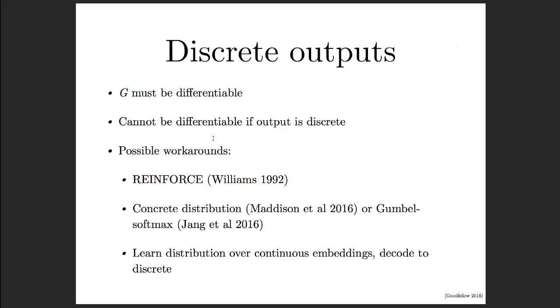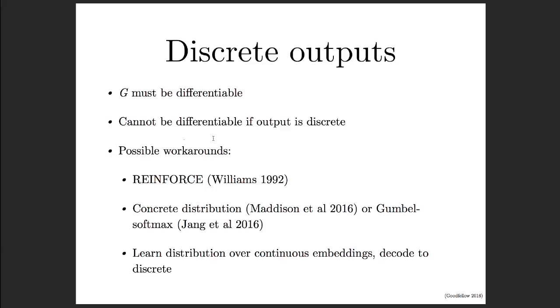Another research frontier is figuring out how to use discrete outputs with generative adversarial networks. I described earlier that the only real condition we impose on the generator network is that it be differentiable. And that's a pretty weak criterion, but unfortunately it means that we can't really generate sequences of characters or words because those are discrete, and if the output is discrete, then the function isn't differentiable.